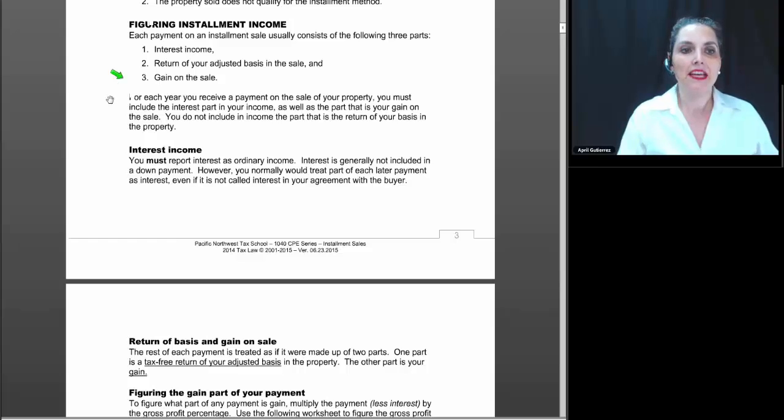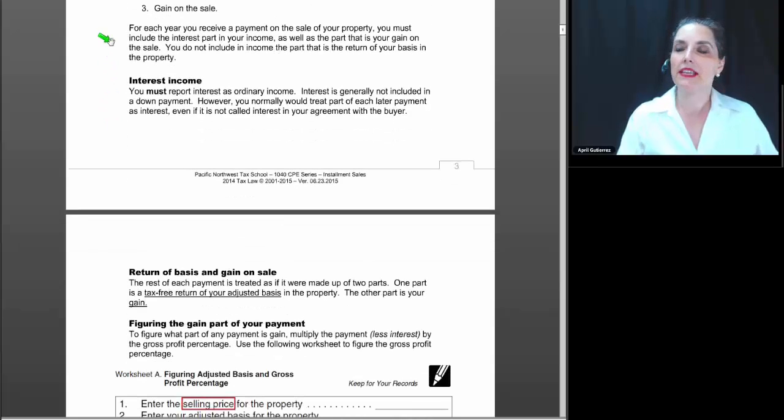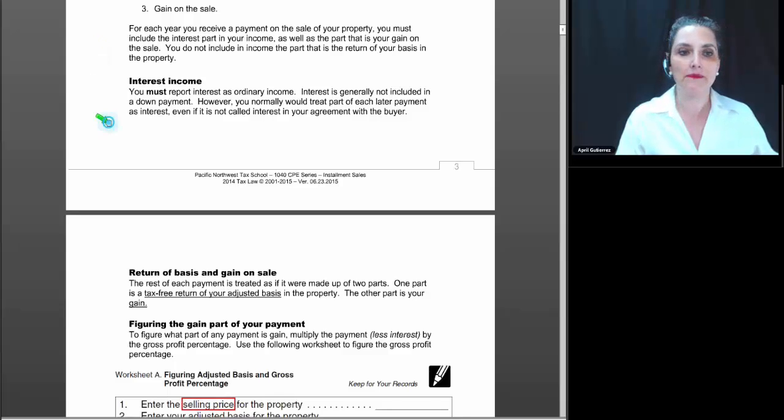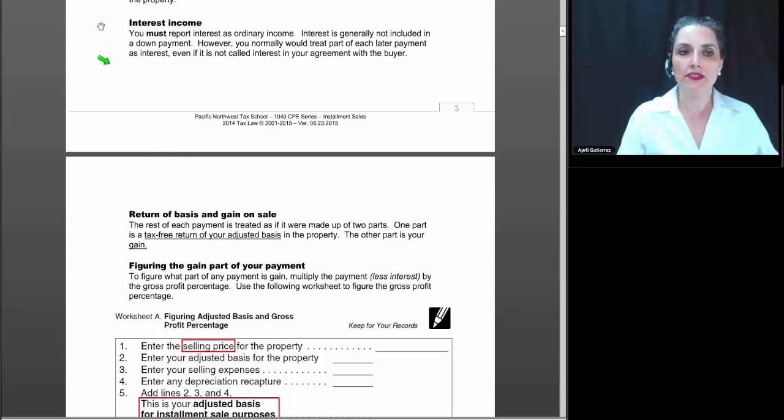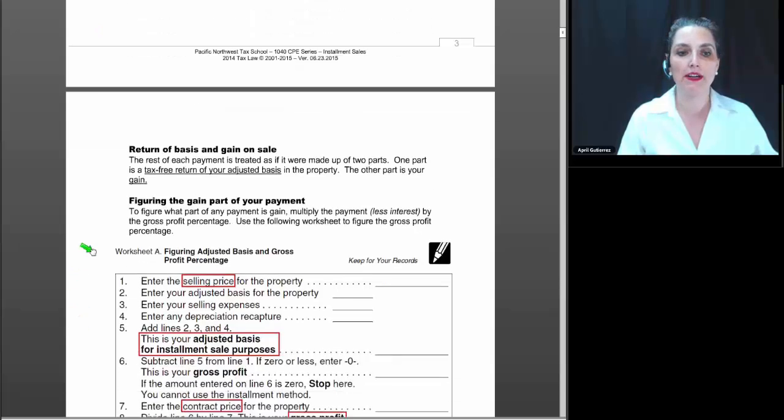Now, for each year that you receive a payment on the sale of your property, you must include the interest part in your income as well as the part that is your gain on the sale. But you do not include in income the part that is the return of your basis in the property. So let's talk a little bit about interest here. You must report interest as ordinary income, and interest is generally not included in a down payment. However, you normally would treat a part of each later payment as interest, even if it is not called interest in your agreement with the buyer.